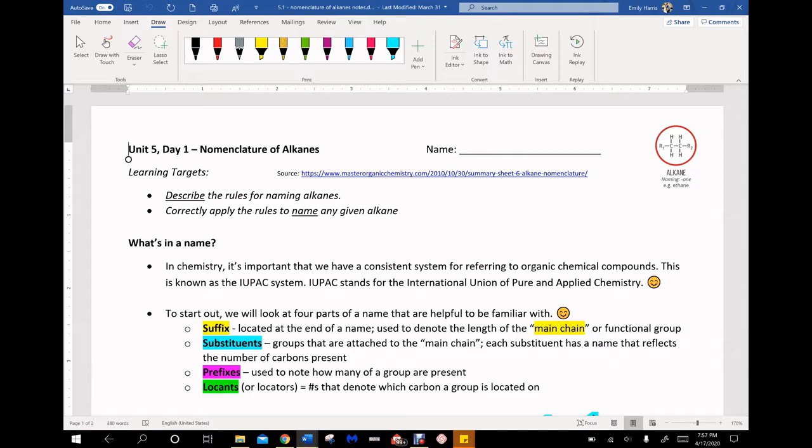For example, where can we see these things in the real world? Our learning targets today are to, one, describe the rules for naming alkanes, and two, correctly apply the rules to go on and name any alkane molecule that you're given. And again, these are some great resources that I've collected from masterorganicchemistry.com and also Chemistry Steps.